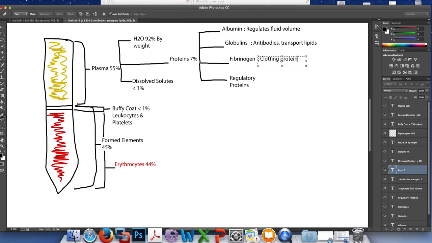And then again, those regulatory proteins are any proteins that affect metabolic processes of the cell. So things like hormones and enzymes, anything that has the potential to change what the cell is doing. And if you notice, I've listed them from most abundant to least abundant: albumin, globulins, fibrinogen, regulatory proteins. A good friend remembers.